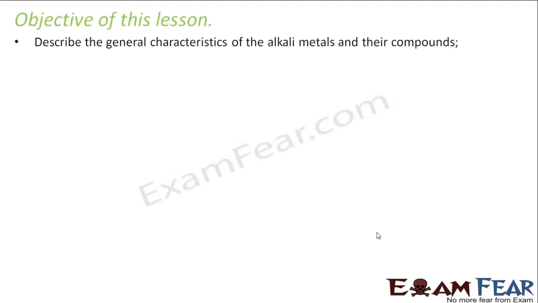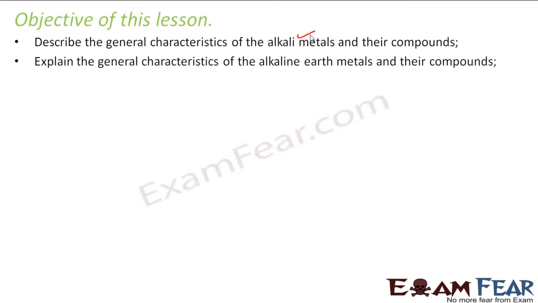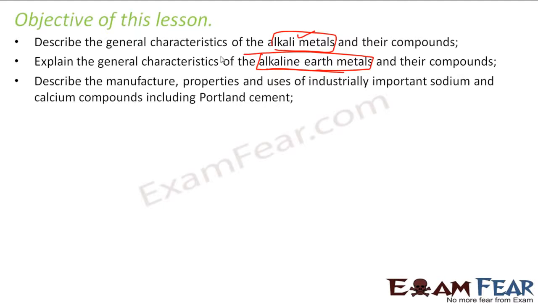The objective of this lesson is to describe the general characteristics of alkali metals and their compounds. We'll also explain the characteristics of alkaline earth metals. Please note, both are different, alkali metals and alkaline earth metals. We'll discuss this. We'll also describe the process to manufacture, properties and uses of sodium and calcium.